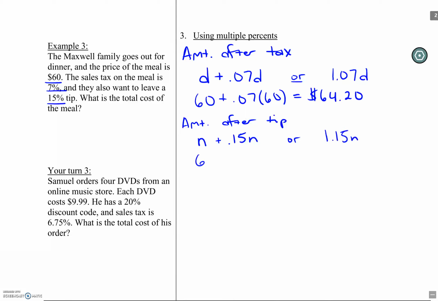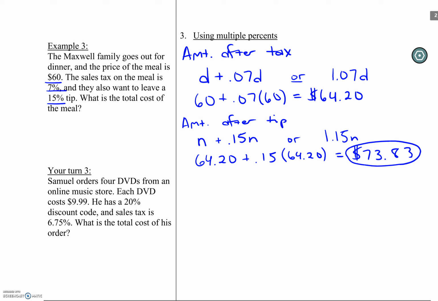So we're looking at $64.20 plus 15% of $64.20. That comes out to a total cost of $73.83. That is our final answer here, the total cost.